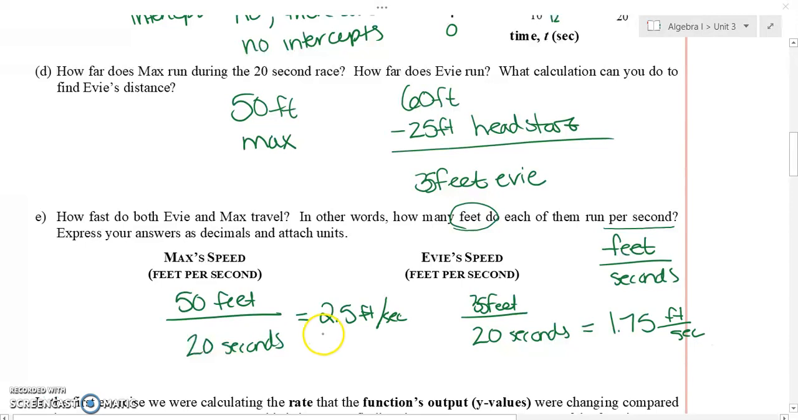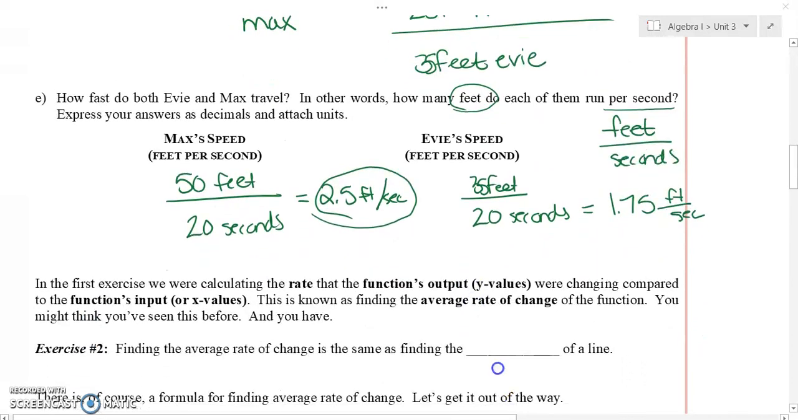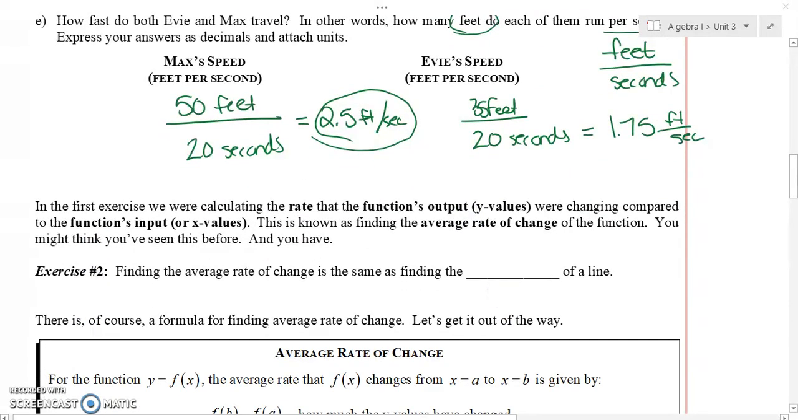So as we see, Max went faster than his sister, but because she got a head start, it looks like she won the race. So that was a little glimpse of average rate of change.